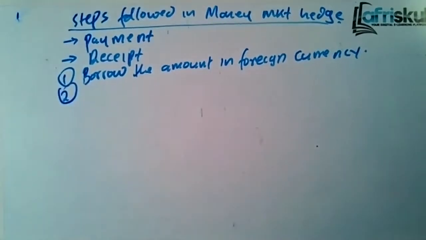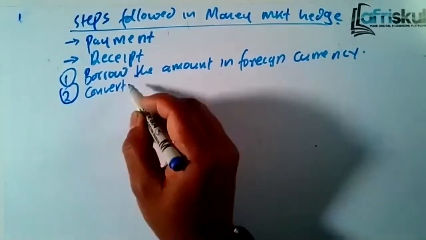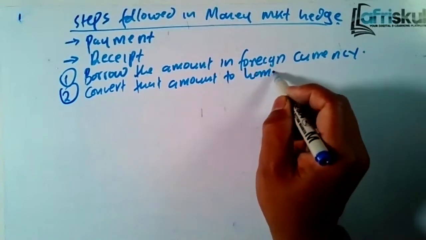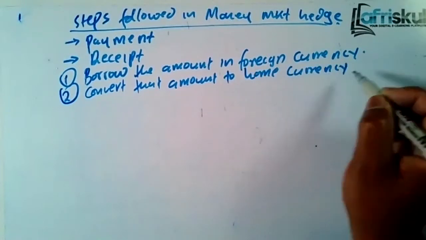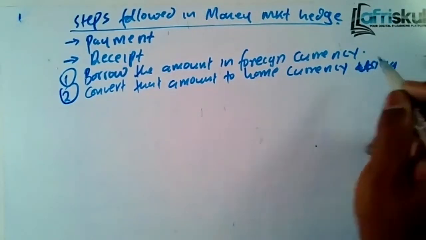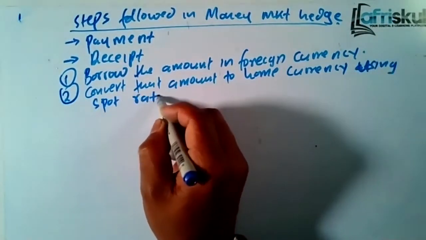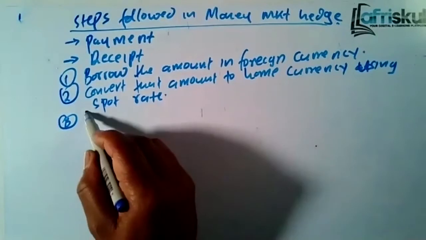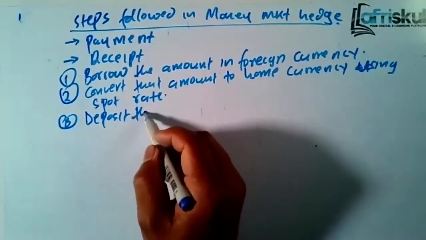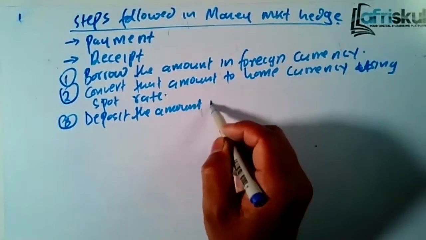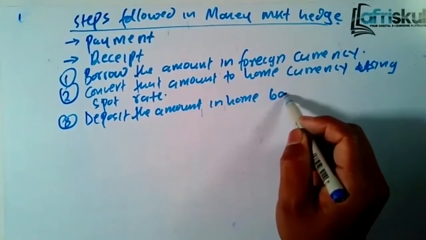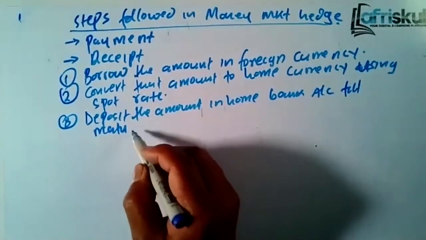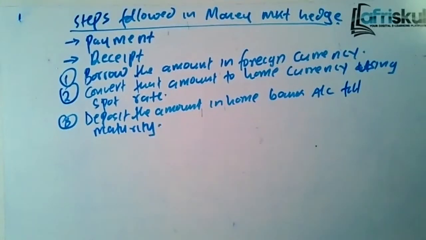Then step number 2, you convert that amount to home currency at, or using, the spot rate. That's the second step. Then step number 3, after you convert them into home currency, deposit that amount in a home bank account till maturity. So those are the steps to follow.